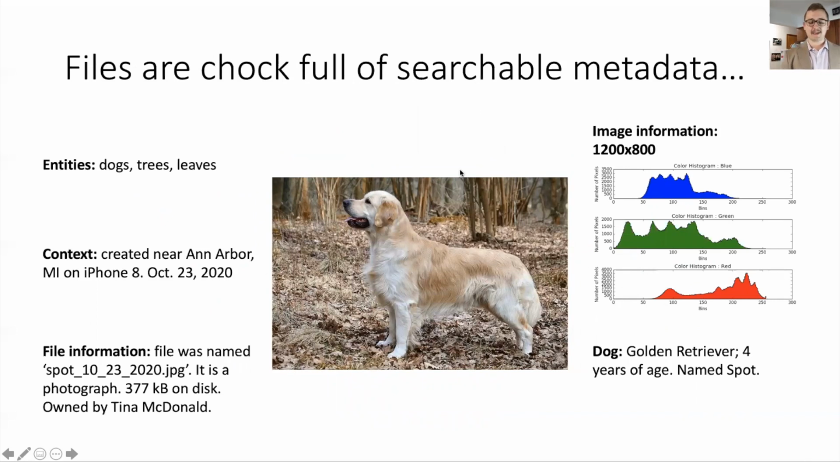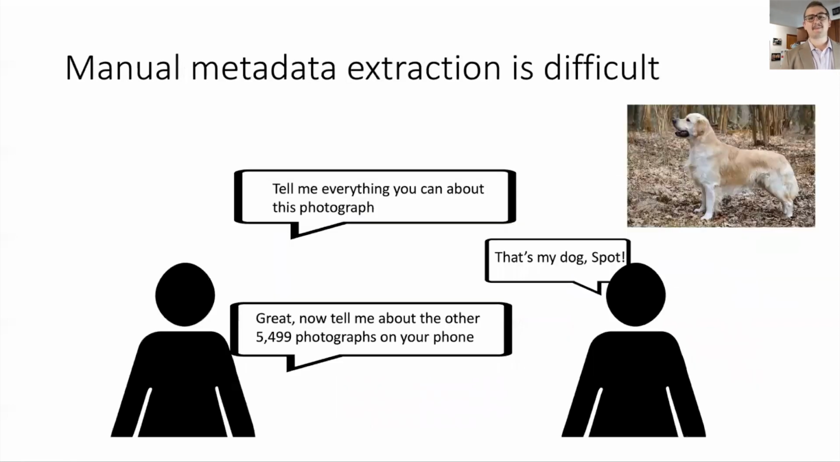And so let's imagine this picture of a dog. This picture has entities: dogs, trees, leaves. It has context: it was taken in Ann Arbor. Information: it's 377 kilobytes. It seems small. It might have information that's only interesting to a machine learning model or to a graphic designer, such as the dimensions or these color histograms that might help you cluster images that are similar. And then you might even have a hierarchical relationship, such as here, you might have a dog, his name is Spot, just metadata about dogs. It doesn't really apply to anything else.